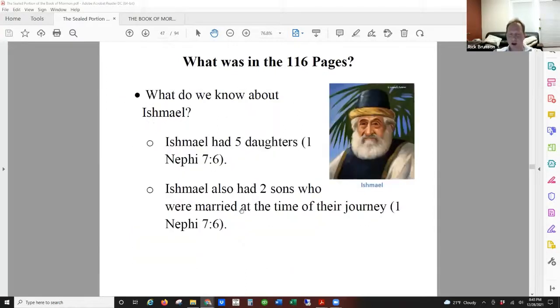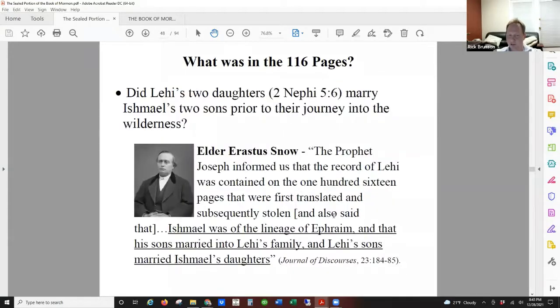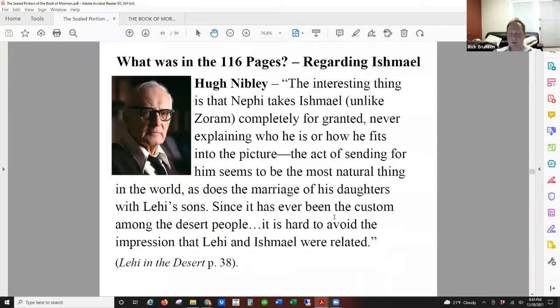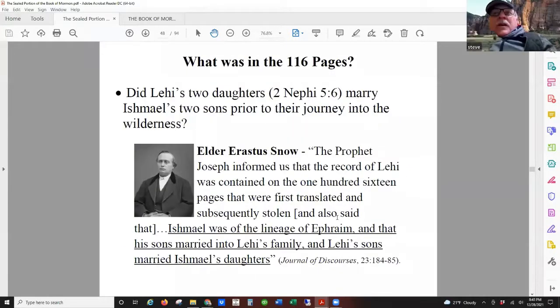And if they were married prior to their journey, then they would have been family before they left, if that makes sense. We know that Ishmael was of the lineage of Ephraim by a comment that the prophet Joseph made in a bar to a guy. And that's where the information comes from, which I find interesting. Do you know for sure if that's where Eratosthenes got it, or if he had a separate comment? He doesn't say where he got it. Well, he says the prophet Joseph informed us here.